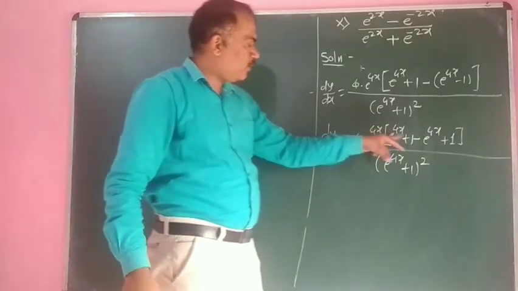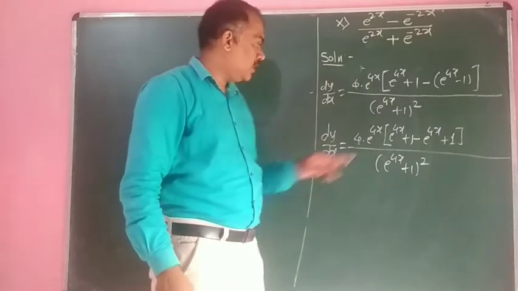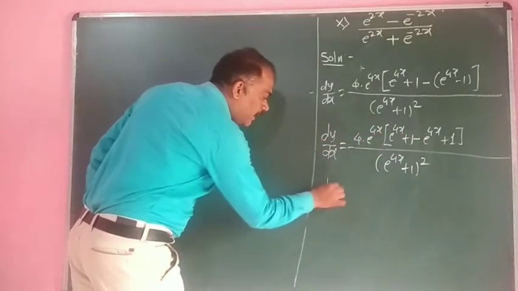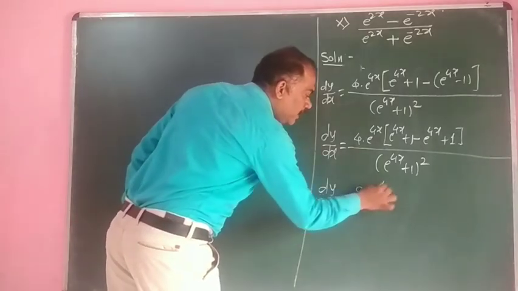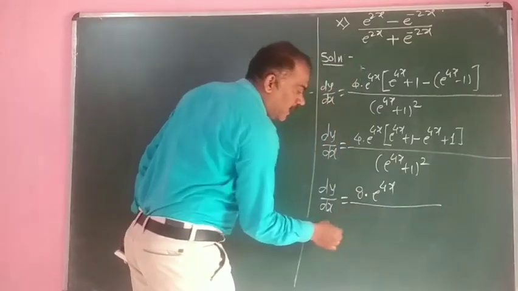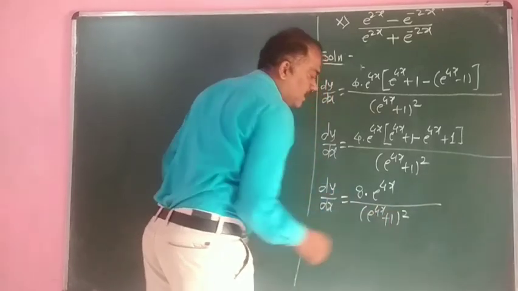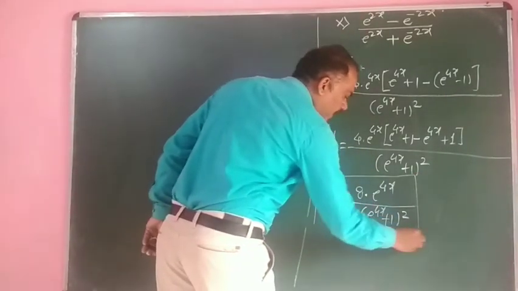Plus e raised to 4x minus e raised to 4x get cancelled. 1 plus 1 is nothing but 2, and 2 into 4 is 8. That is, dy by dx is equal to 8 into e raised to 4x divided by (e raised to 4x plus 1) bracket square. Okay, which is the required answer.